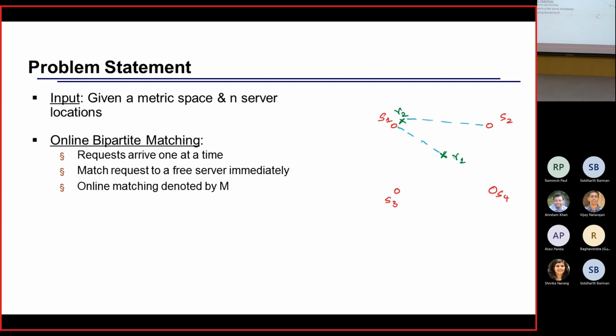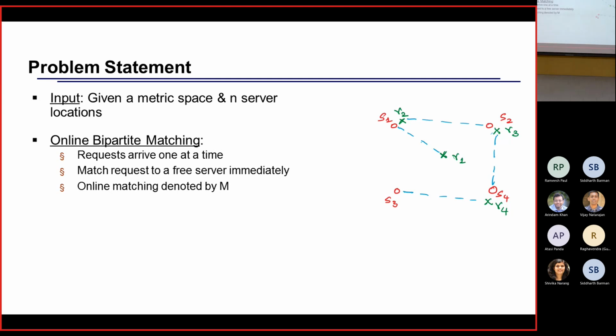You're allowed to match a server to a request only once. So S1 cannot be used, so you match S2 to R2, and now S2 is used up. A third request R3 comes in, and you're left with 2 servers, S3 and S4. You can pick either one. Say the online algorithm picks S4, and a 4th request comes in, and you match it as well. The set of these blue edges forms a matching of requests to servers.